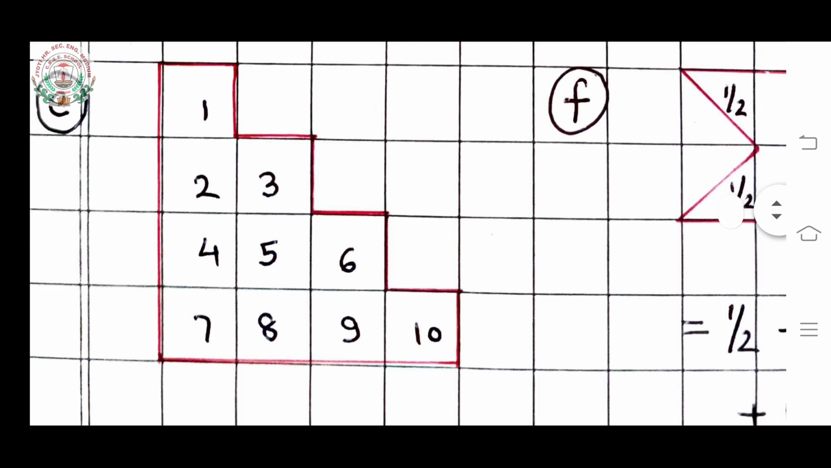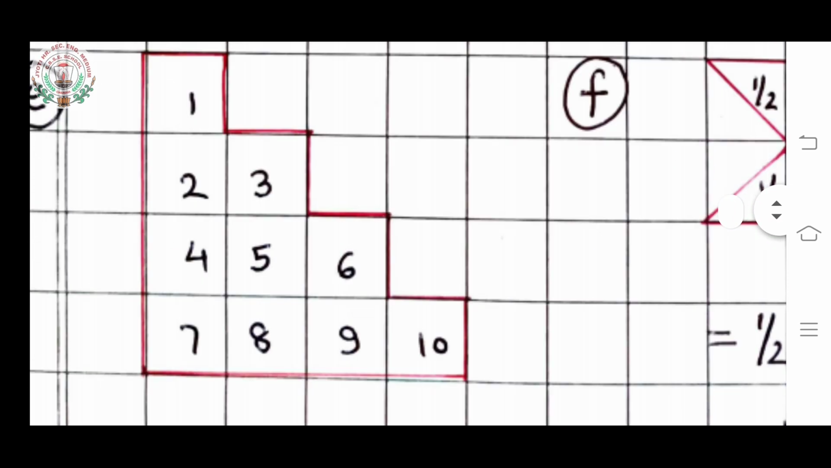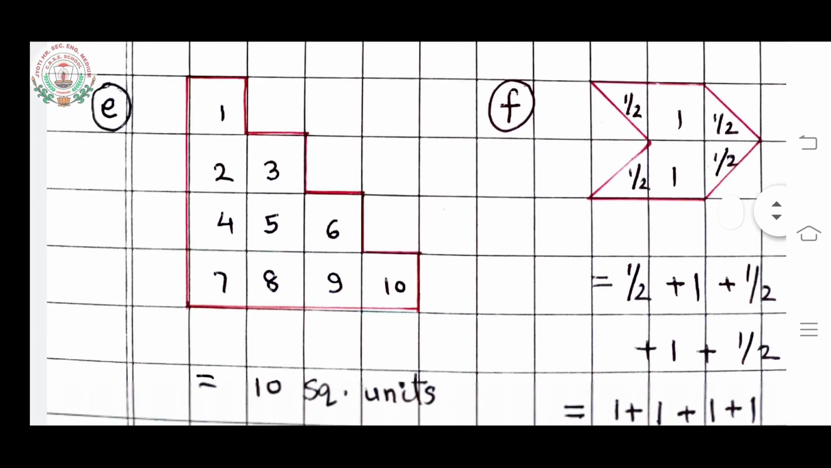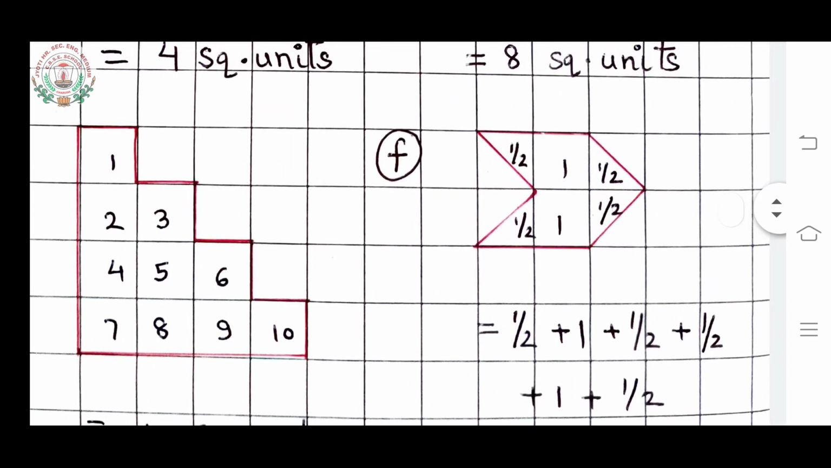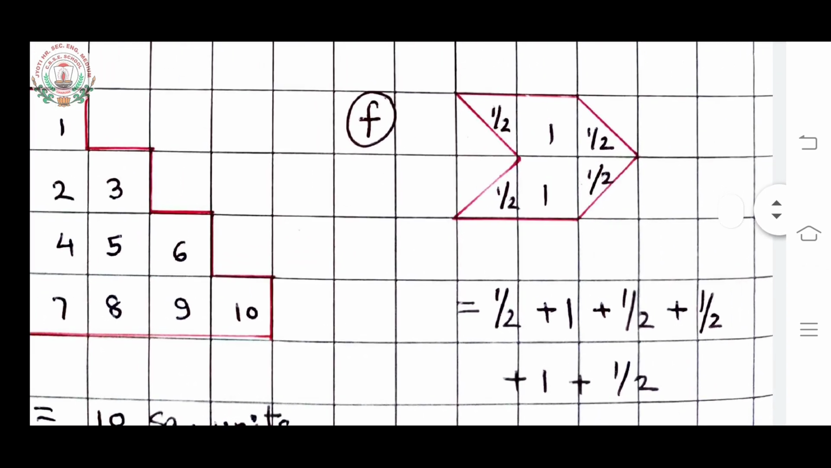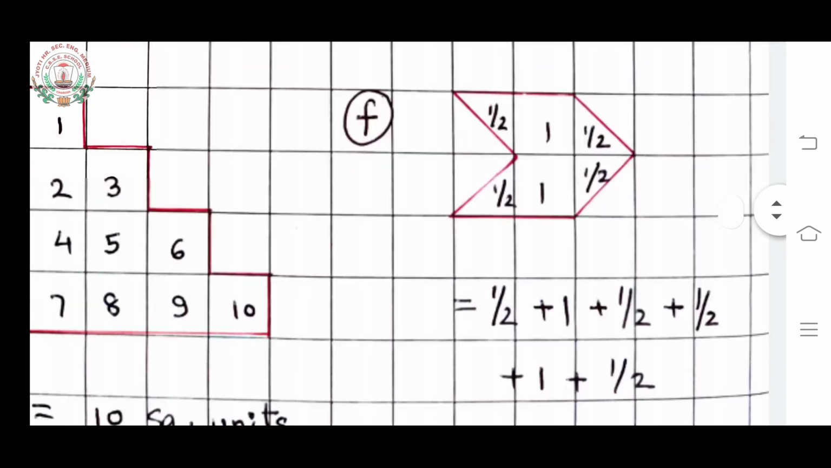So total how many boxes are here? Squares. Total 10 squares are here. So the area is 10 square units. That is clear. Now coming to the F part. F part, just like C part, half you have to understand here.